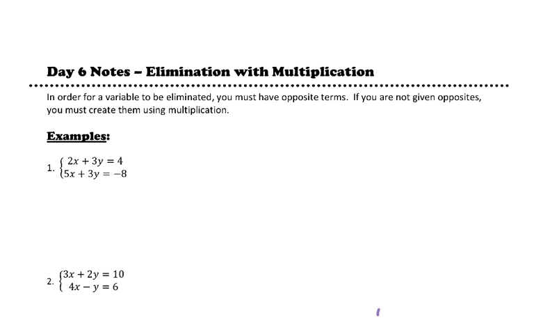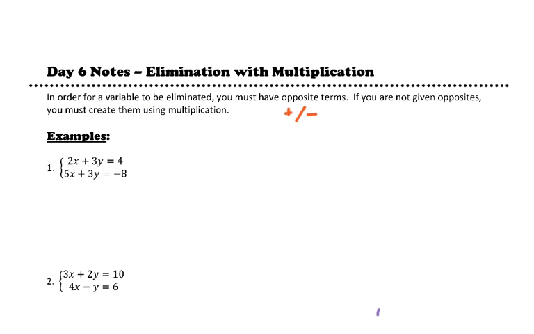Alright, so yesterday we did an introduction to elimination, and today we're going to continue looking at this process, but with the scenario where we might have to do some multiplication as well. In order for a variable to be eliminated, you must have opposite terms. That means plus and minus terms that are the same number, that would add to 0. If you are not given opposites, then you must create them using multiplication.